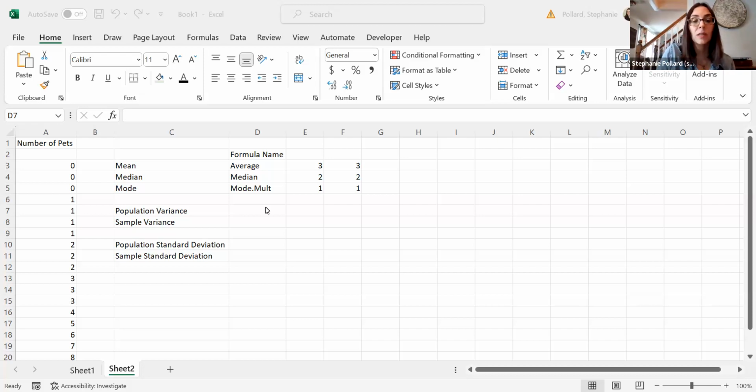All right. So let's say this data is population. So we're going to pretend that this is population data. Maybe I only surveyed one class of students, and that's my whole data set. I don't want to look at any other classes. So I have population data here.